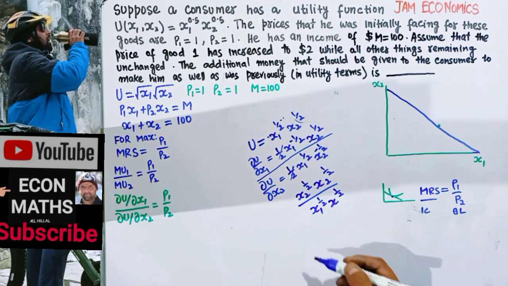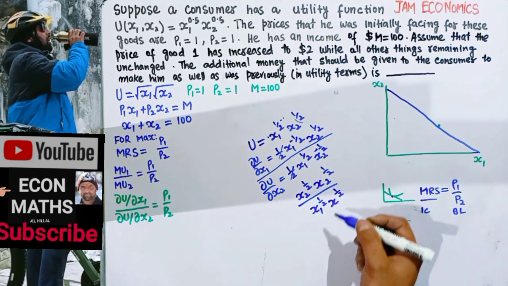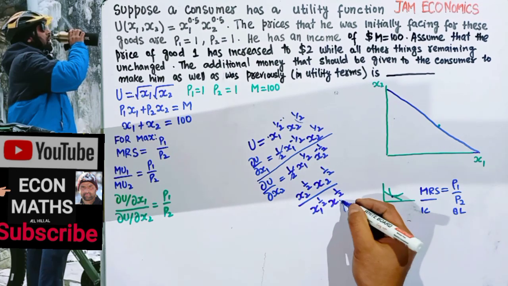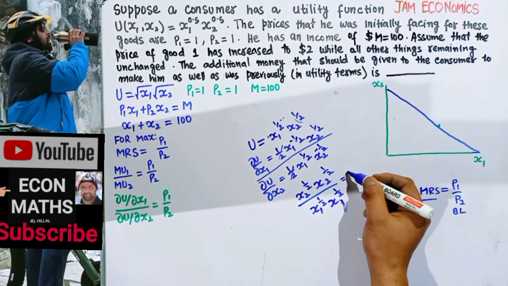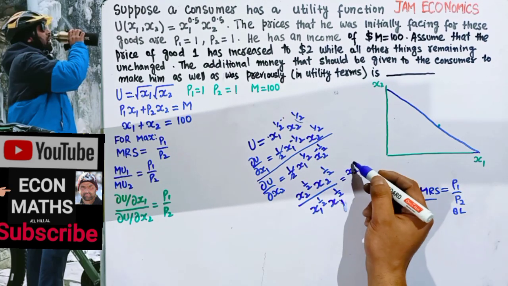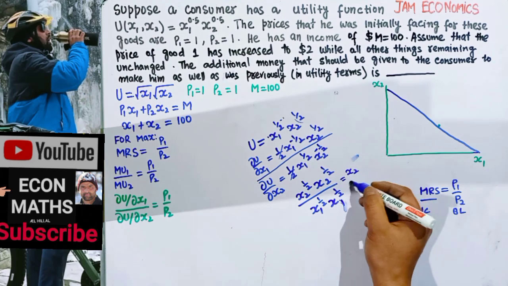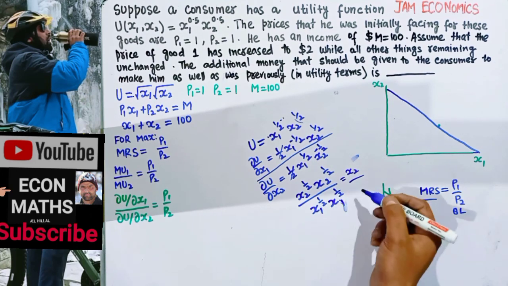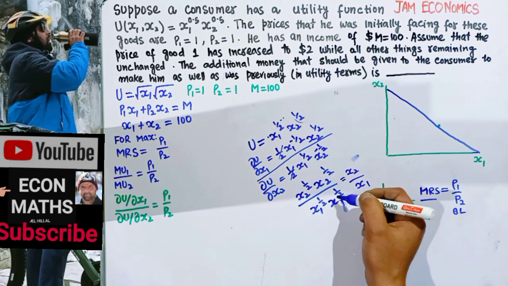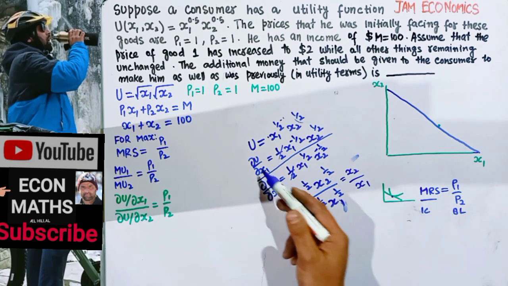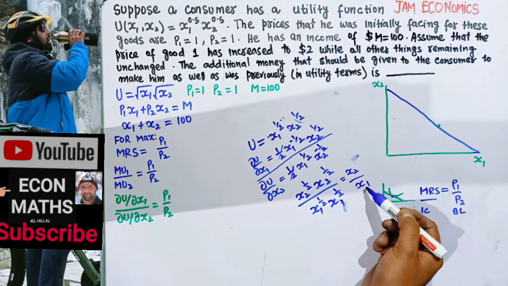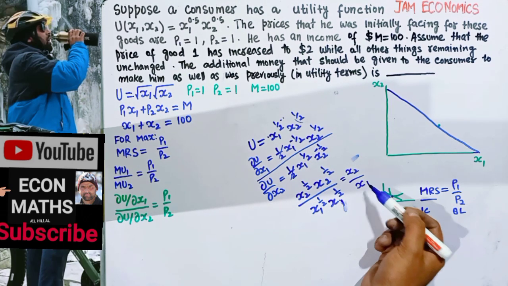Bases are same, we can add up the exponents. So here we have x2. Now 1 upon 2, 1 upon 2, when we add them, it will be equal to 1. Here also the exponent, when we add, will be equal to 1. So that means du upon dx1 divided by du upon dx2 comes out to be x1 upon x2. That is our marginal rate of substitution.